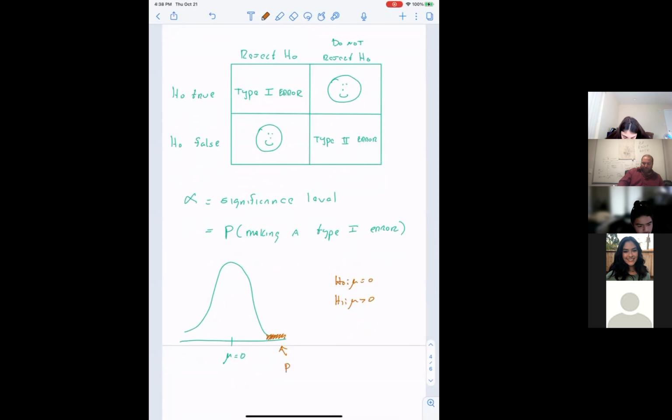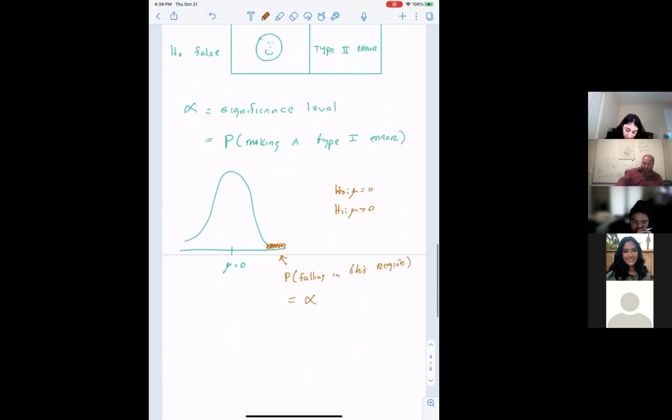Well, what is the probability of falling in this rejection region? What is the likelihood that I fall in this rejection region? Well, 5%, or in general, it's just alpha, right? Whatever your alpha is. So alpha being the significance level is the probability of making a type 1 error.